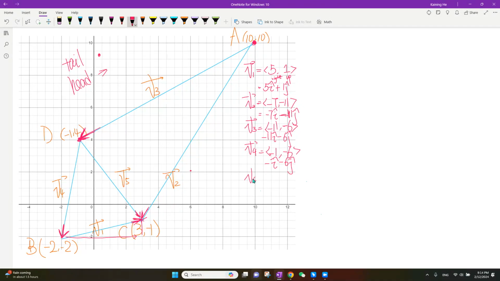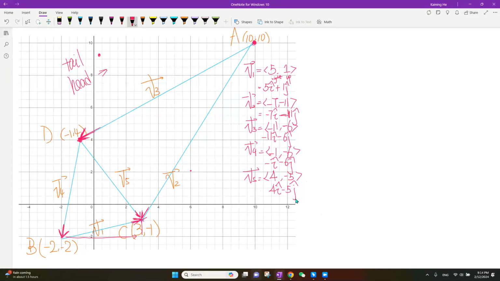Now, vector number 5, let's take a look at this. Vector number 5, I start from D all the way to C. That means I went from (-1, 4) to (3, -1). So for my x-coordinate, I actually went positive. Went from -1 to become a 3, so I'm going to have a 4, because 3 minus -1 becomes 4. And then I went from 4 as a y-coordinate all the way down to -1, so I should take away 5. So I have 4i and then minus 5j.